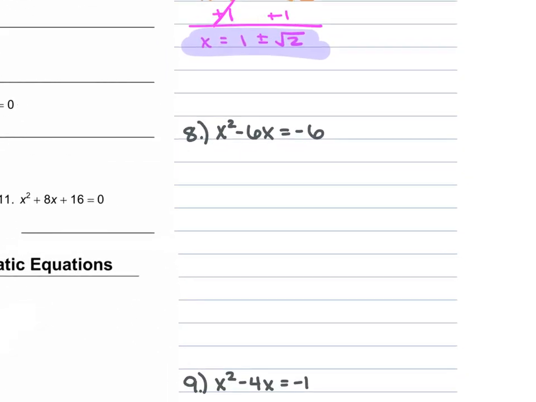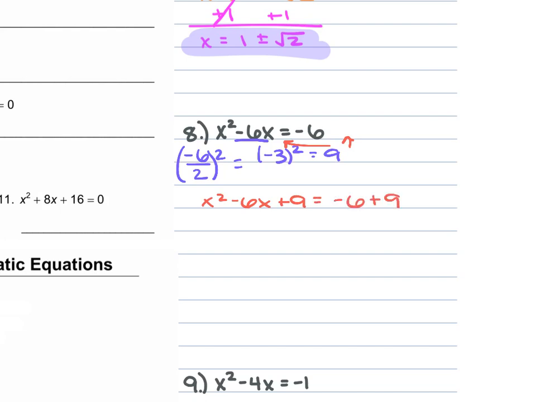For 8, we're given x squared minus 6x is equal to negative 6. So that negative 6 is our b. We're going to do negative 6 over 2 squared. That gives us negative 3 squared, which is 9. So add the 9 to both sides. We get x squared minus 6x plus 9 is equal to negative 6 plus 9.